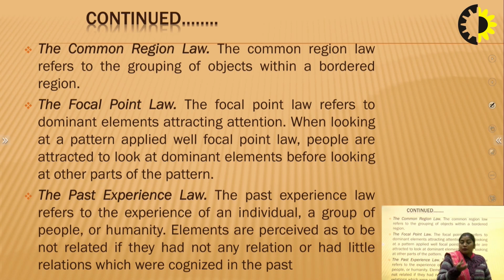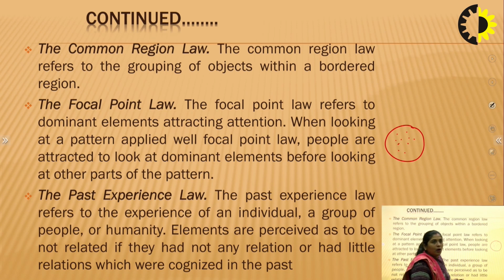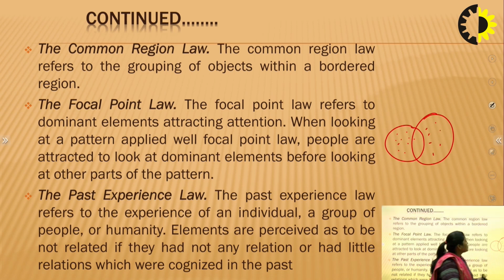Now, in the common region law, we group the objects which are in the bordered region. Like if I draw a circle here, and all these data objects lie in this circle, and there is another circle. So the common region law means that we look at which objects are in the same group of both the clusters. There is only one element, that is this circle. So this is the common region law.